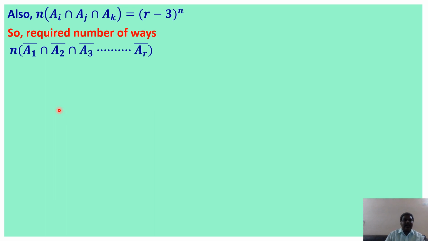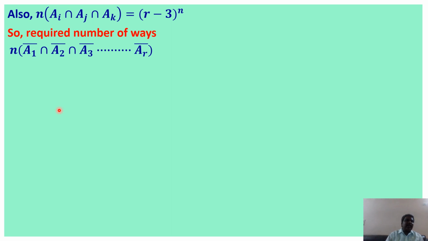What is A2 bar? A2 bar is the set which consists of all distributions such that box A2 contains at least one ball. Similarly, what about Ar bar? Ar bar is the set of all distributions in which box Ar contains at least one ball, because Ar is the set of all distributions in which box Ar doesn't take any ball. Its complement means it takes at least one ball. That is my target.